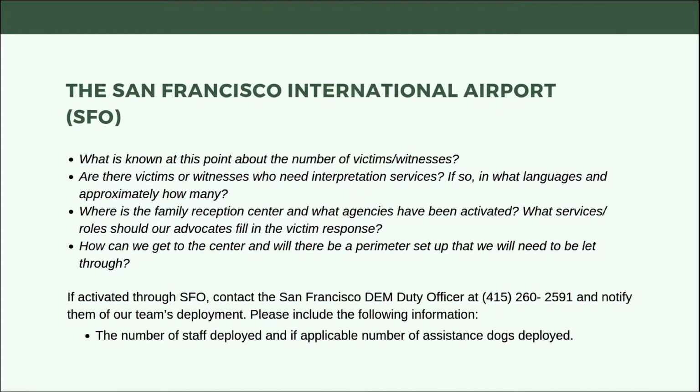What is known at this point about the number of victims and witnesses? Are there any victims or witnesses who need interpretation services? And if so, what languages and approximately how many? Where is the Family Reception Center and what agencies have been activated? What services or roles should our advocates fill in the victim response? And how can we get to the center, and will there be a perimeter set up that we will need to be let through?